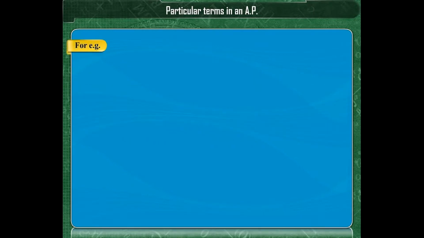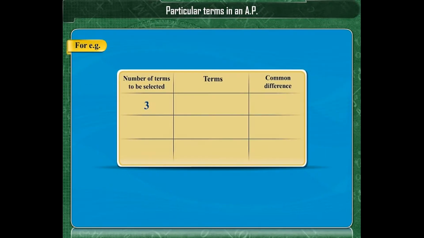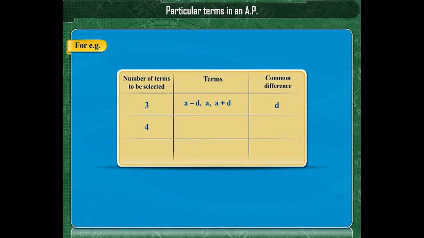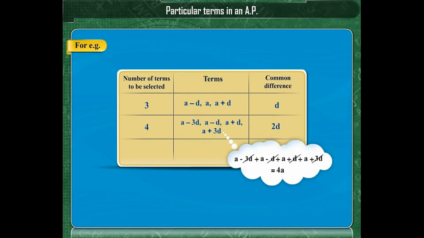For example, if we want to select 3 consecutive terms of an AP, it is convenient to assume it as A minus D, A, A plus D, so that while adding, the unknown D will be eliminated. For 4 terms, it can be assumed as A minus 3D, A minus D, A plus D, A plus 3D, with the common difference 2D. Here too, on adding, D will be eliminated.